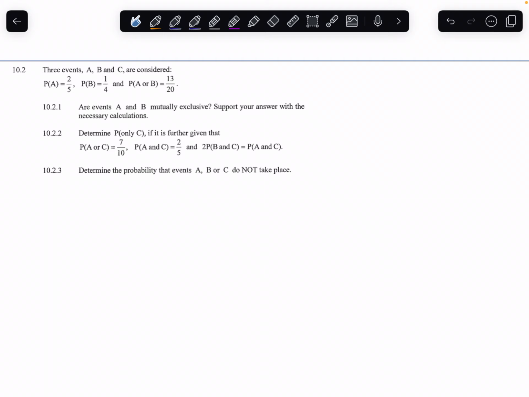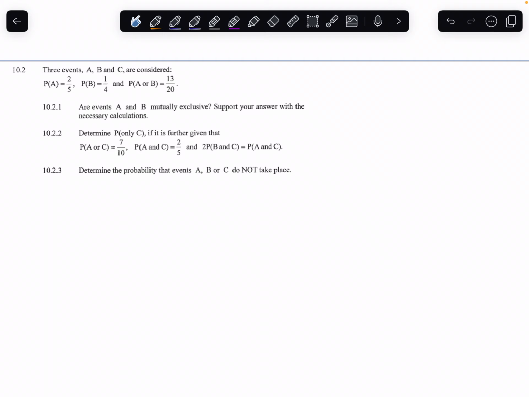The probability of A is 2/5. The probability of B is 1/4. The probability of A or B happening is 13/20. So, first question is, are events A and B mutually exclusive? Support your answer with the necessary calculations.